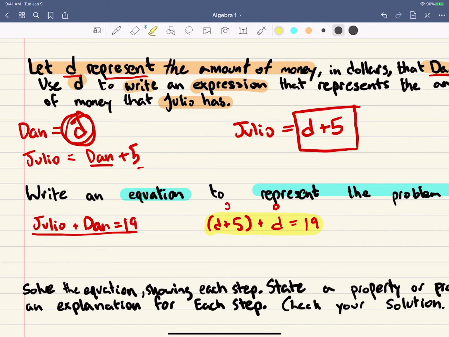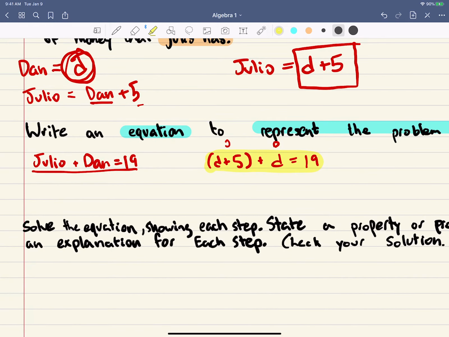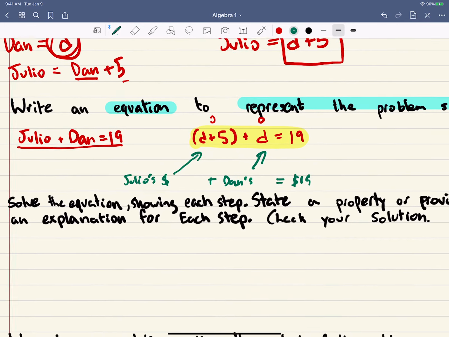All right. And so, remember, this is Julio's money plus Dan's money, which has to equal $19. That's basically what we're saying.